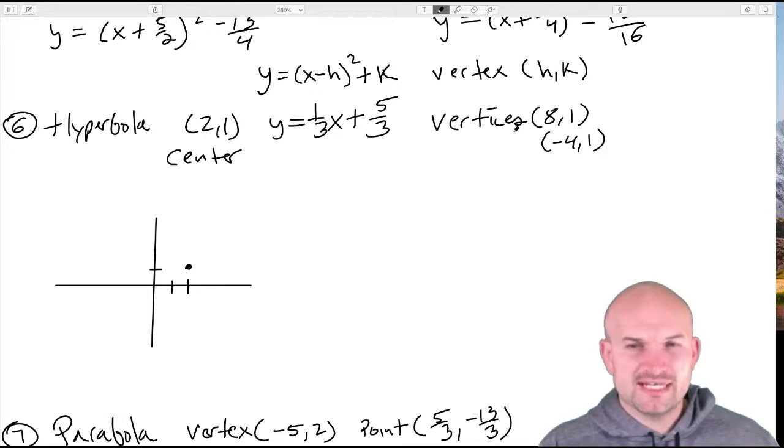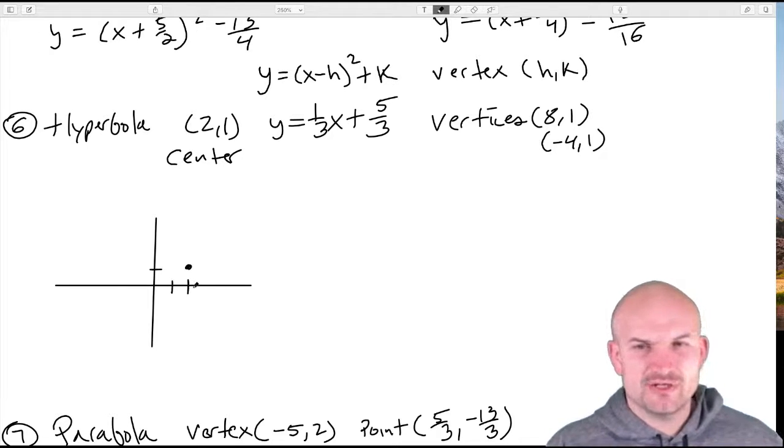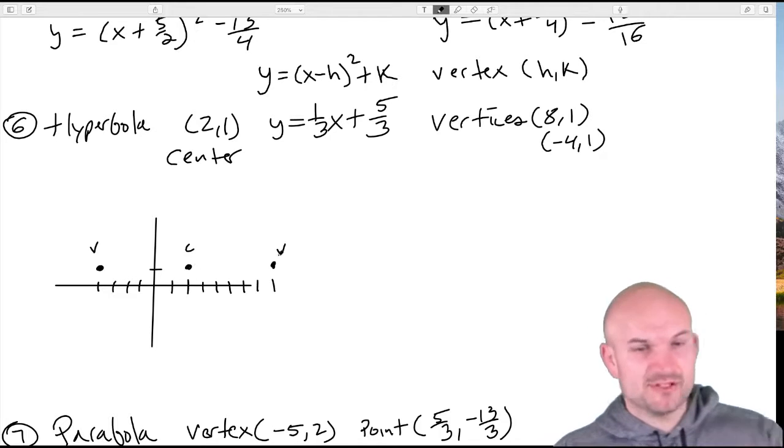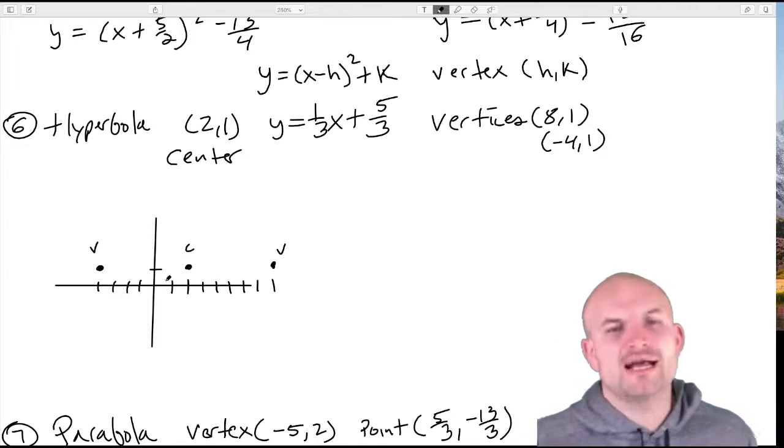And then we have the vertices are going to be 8. So 1, 2, 3, 4, 5, 6, 7, 8. That's one vertex. And the other one is 1, 2, 3, 4. Okay, that's the other vertex. So we have the center and we have the two vertices. Yeah, we are going to need that.